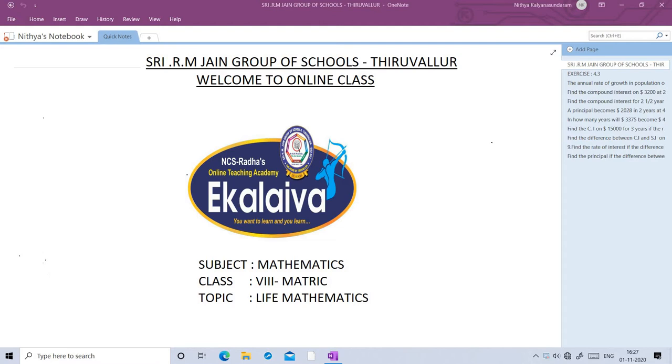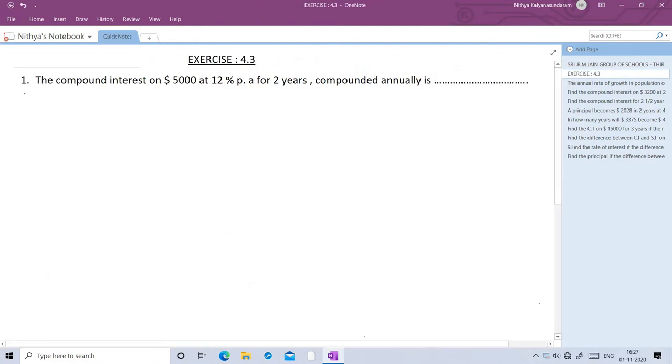Today we are going to see the topic Life Mathematics in this exercise 4.3. First question: the compound interest on rupees 5,000 at 12% per annum for 2 years compounded annually. So we want to find the compound interest. So we have the formulas.